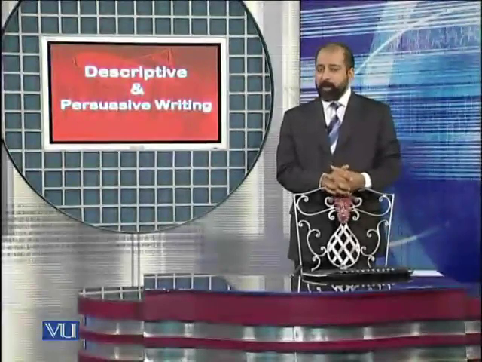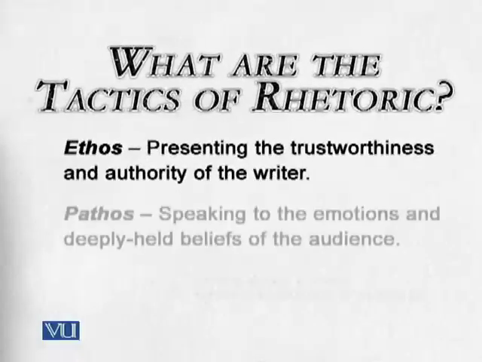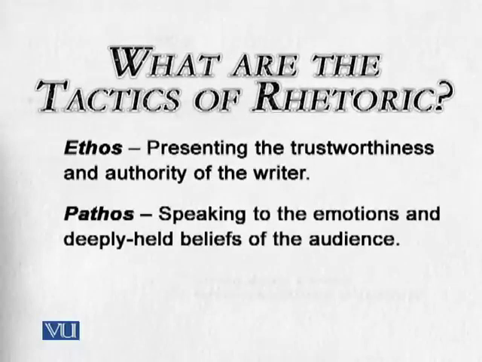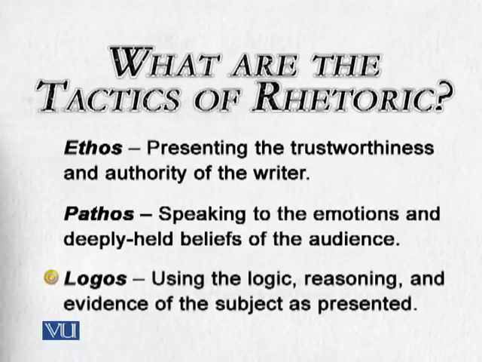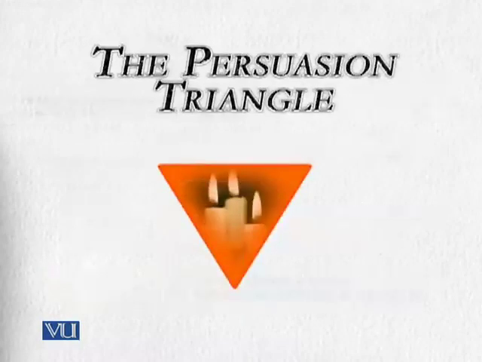These are difficult words. I'm going to pronounce them for you, so you can understand them. Number 1, ethos. This is tactic number 1. Number 2, pathos. This is tactic number 2. And number 3 is logos. Now, these 3 make one triangle also.